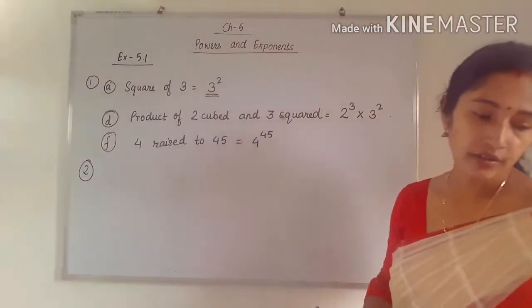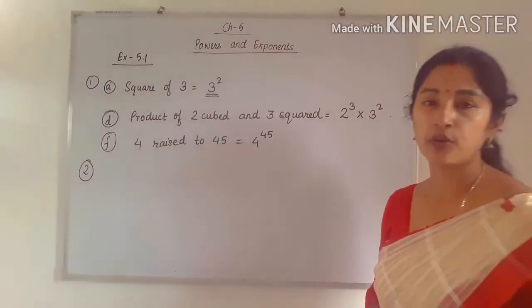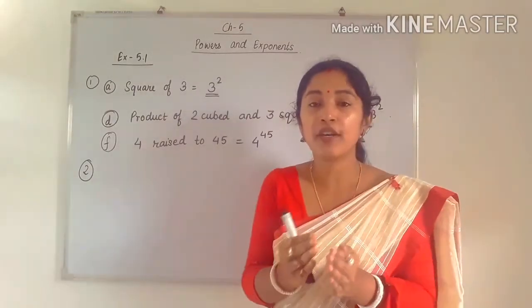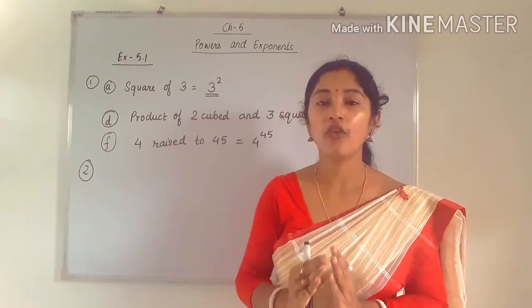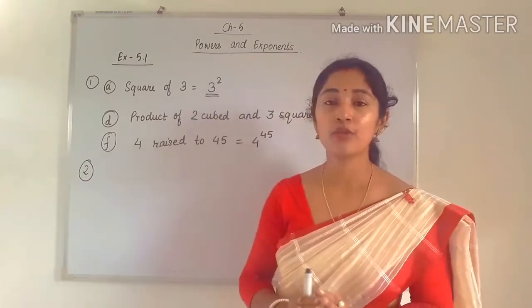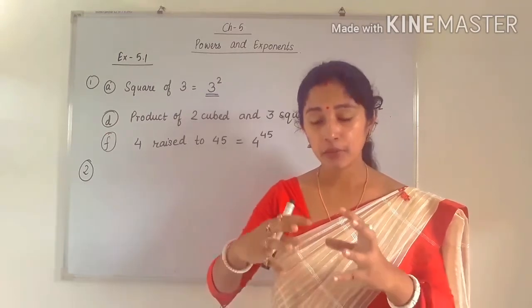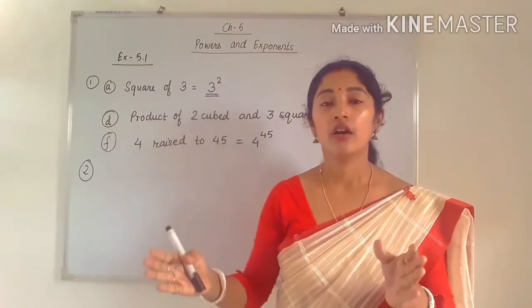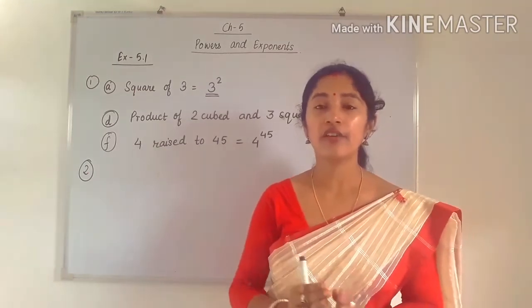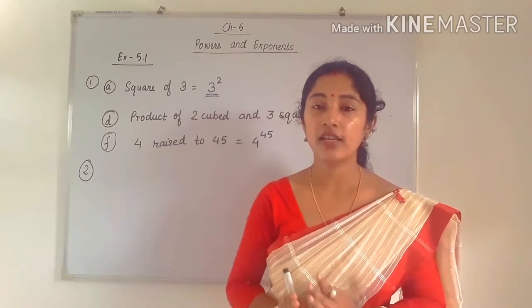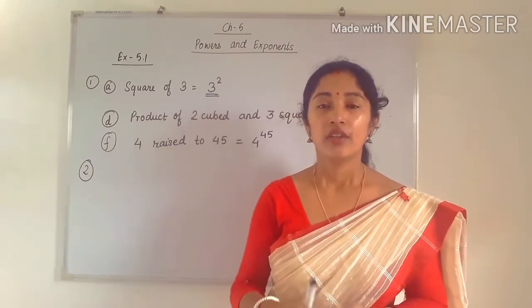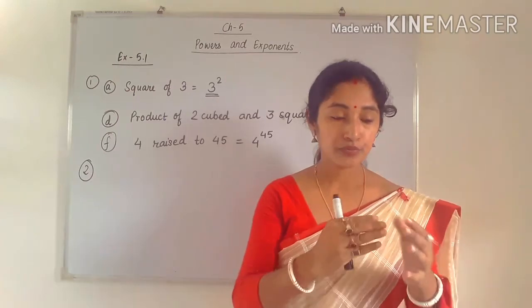So question number 1, write the following in exponential form. That means you can also say this is the compressed form. In short form, how we can represent it, because sometimes the number is very big and you have to write it in a compressed form. That means in short form, in exponential form, we can represent the number very easily, so that we can also remember it. For remembering also this will be a very easy way.